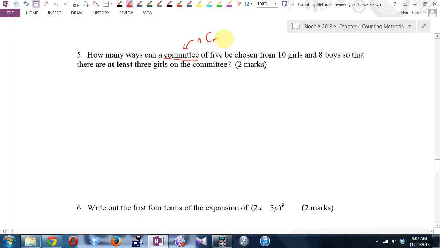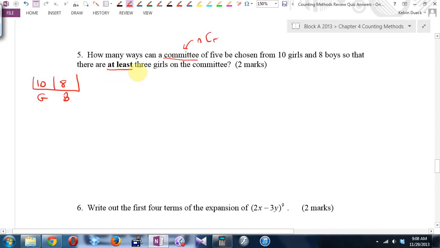So, how big is this committee? How many people? 5. Did they break it down into subgroups, or can I just go 18 people choose 5? They got subgroups. If there's subgroups, what's my tool? Bucket. Girls, boys, 10 and 8. The second key word is that there.